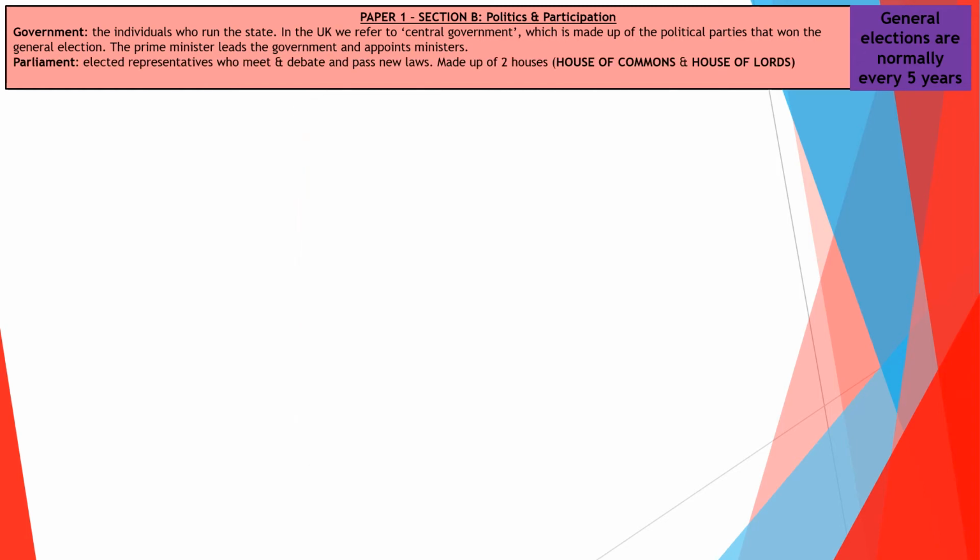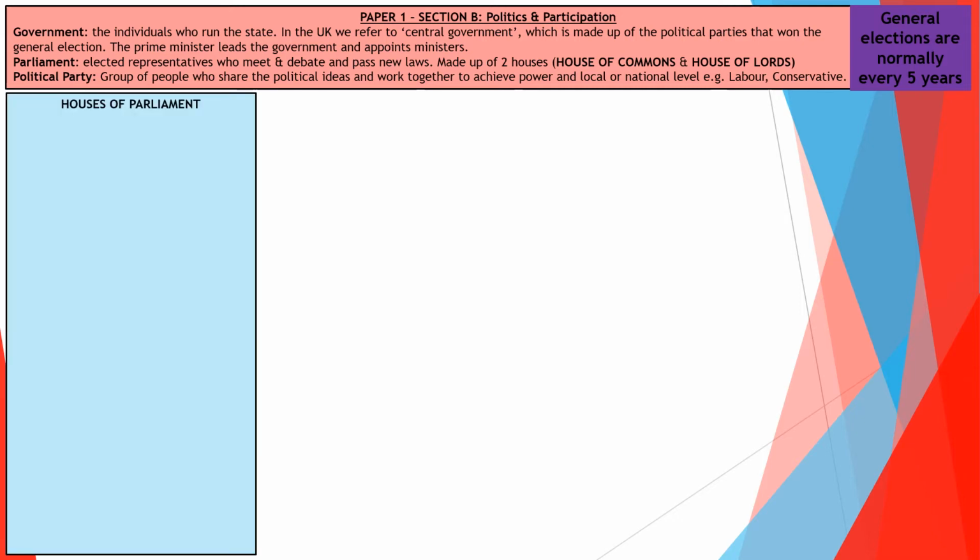Parliament is made up of the elected representatives, so they meet, they debate, and they pass new laws. Parliament consists of 2 houses, the House of Commons and the House of Lords, and a political party is a group of people who share political ideas and they work together in order to try and achieve power to run the government. And this can be done on national and local level. So political parties like Labour and Conservative.